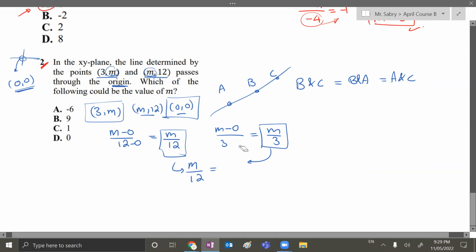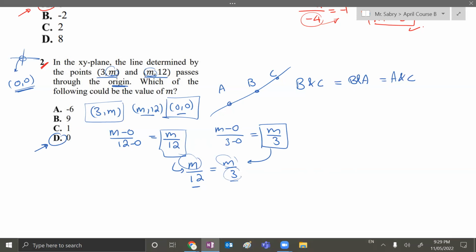No, I didn't do this one right. No, I actually did. Yeah, I actually did. Anyway, m minus 0 and so on, 3 minus 0, so this one is m over 3. Now what's the number that could be divided by 12 and still be equal to the same number when it's divided by 3, out of these choices? The only option is D, which is 0 itself.